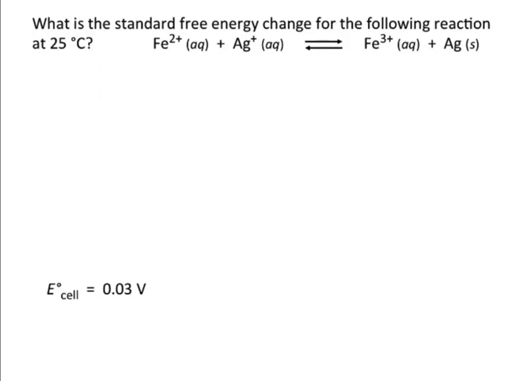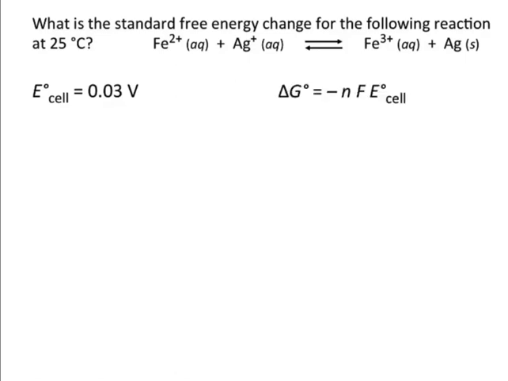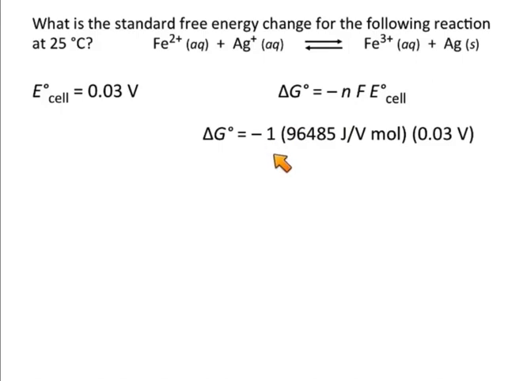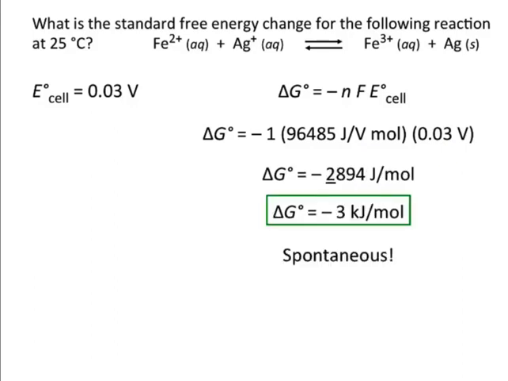All right, so now that we have this, we can use the equation and figure out what delta G naught is. And so we plug stuff in. Here's n. Now n is not negative. I just kept the negative sign from up here and didn't drop it. So here's n. Here's the Faraday constant. You want the version in joules per volt mole because that will cancel out the volts and it'll give you joules, which you want. And here's E naught. And so you calculate this out. And to the sig figs we have, it's negative 3 kilojoules per mole, which is spontaneous.